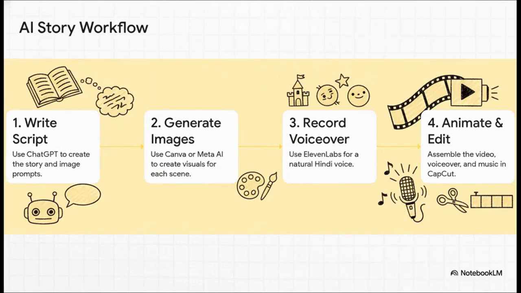So let's just quickly recap the entire process. It's really just 4 simple steps. First, we use ChatGPT for our story and all our visual prompts. Second, we use an AI image generator for our scenes. Third, we get a high-quality voiceover from ElevenLabs. And fourth, we animate and edit it all in CapCut. Simple as that.